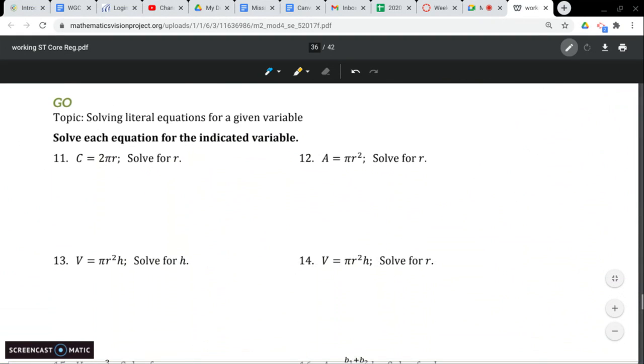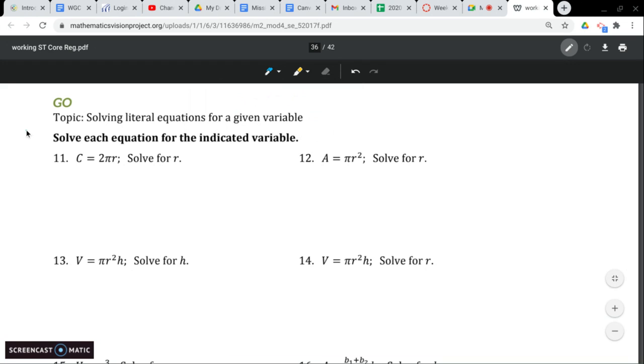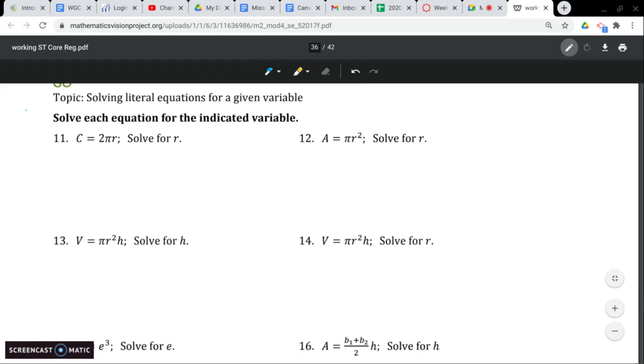All right, the last section is looking at solving literal equations for a given variable. So we have done these in the past. It's very crucial that you know how to do these. So we are going to look at a couple of them. For number 12, we have a equals pi r squared, and we want to solve for r.